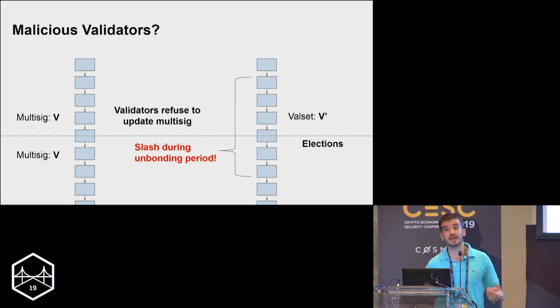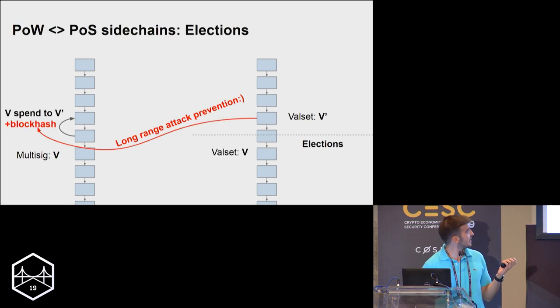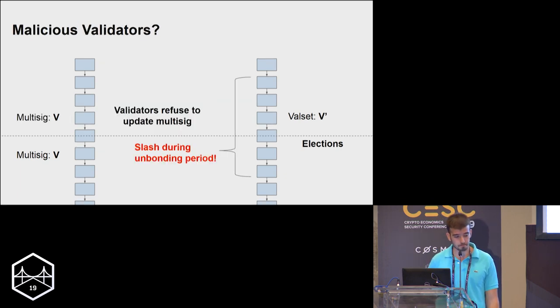So a good mechanism, which I have not seen implemented yet, is that you take the SPV proof of the spend, and only then would the validators from this validator set get unbonded. And the idea again is that if the validators have more to lose than the money that's on this multisig, they will act honestly, because the cost to attack is more than the cost to cooperate.